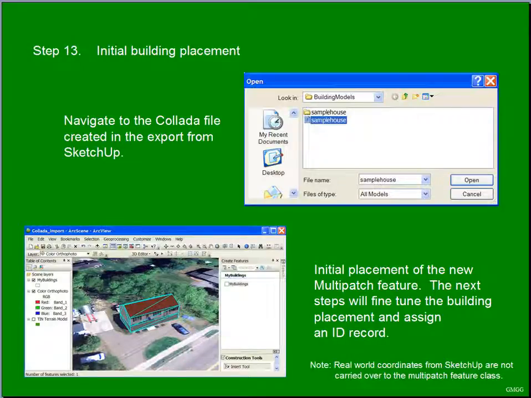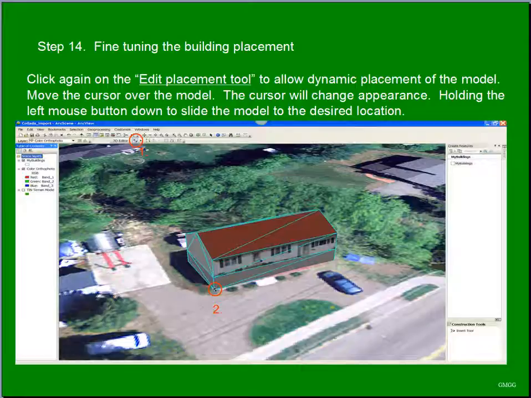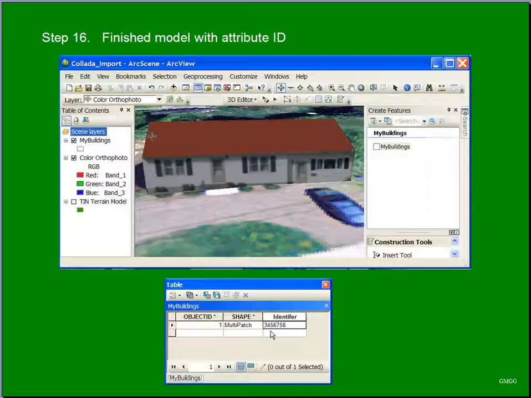Now we need to just fine-tune it. We're going to use the Edit Placement tool again to dynamically place the model. Simply click on the tool button again. This will cause it to be a dynamic placement tool, and we can slide the building model around to where we want it. If we have explicit measurements in which we want to do it, we can also open up a window under the File drop-down menu for the 3D editor, and we can also rotate the model. There we are. It's placed on the landscape and ready to go. We've added an attribute field to identify it, and we're set.